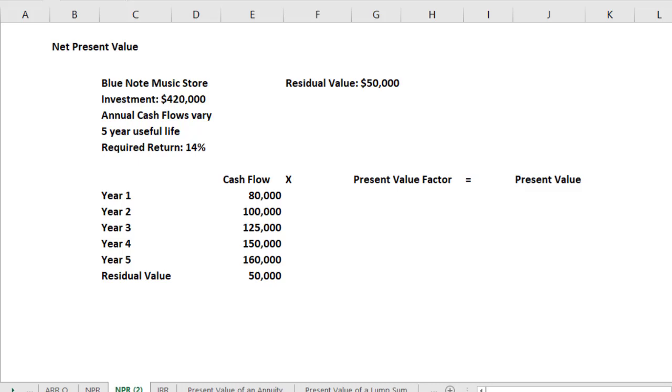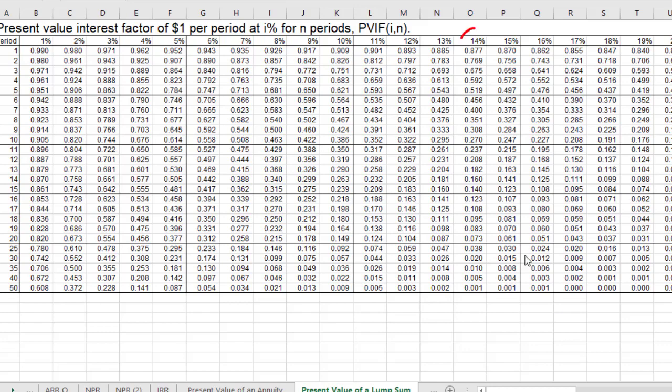Year 1, we have cash flows of $80,000. So what would our present value factor be for 1 year from now of $80,000? At 14%, 1 year from now is 0.877. 2 years is 0.769. 3 years is 0.675. So we'll just use those present values for each year's cash flows.